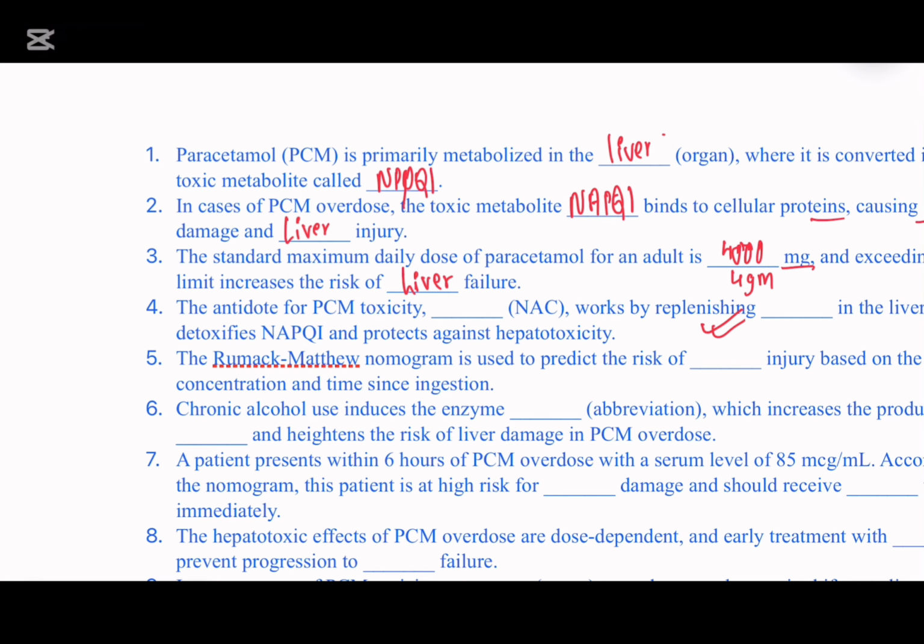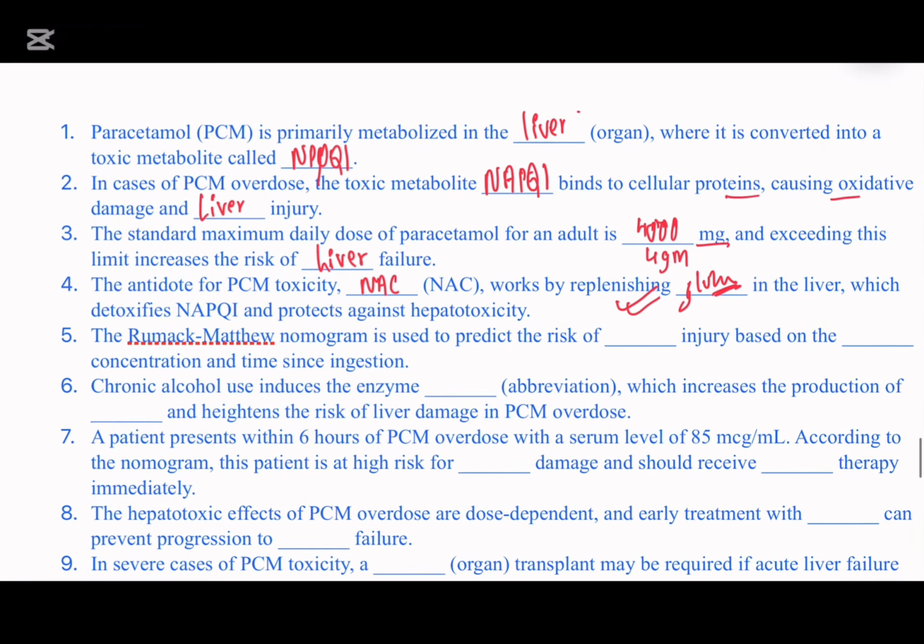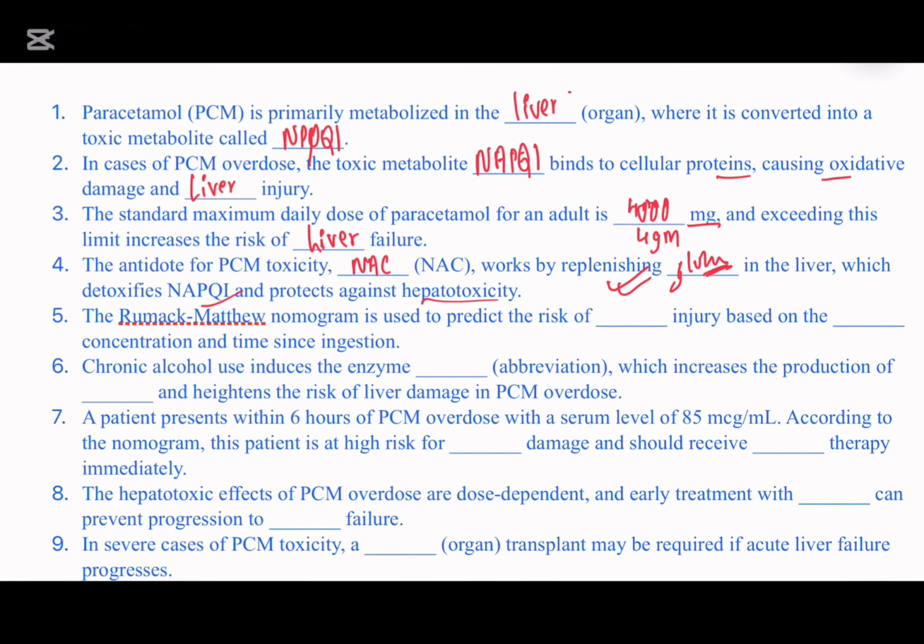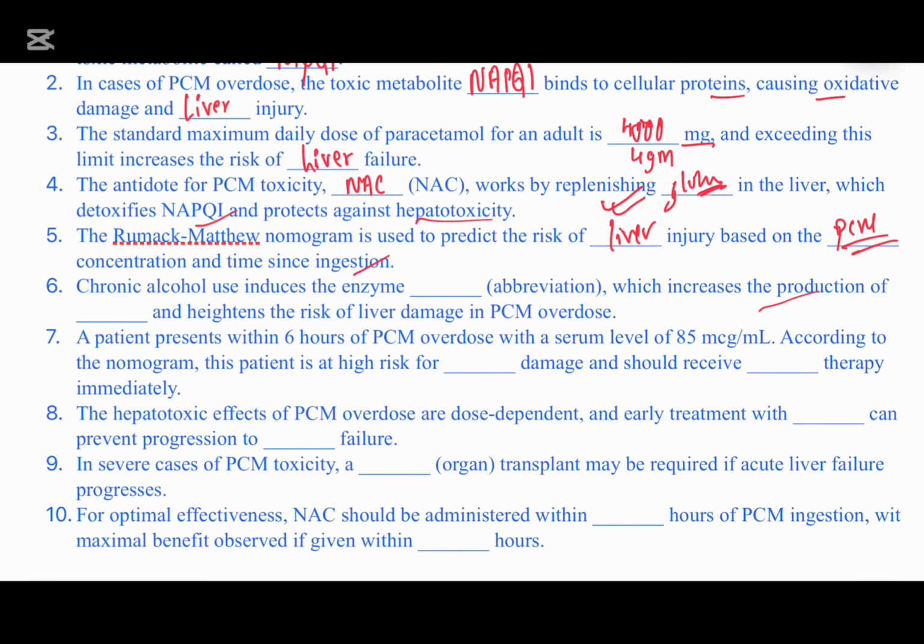The antidote for PCM toxicity, NAC, works by replacing glutathione in the liver, which detoxifies NAPQI and protects against hepatotoxicity. The Rumack-Matthew nomogram is used to predict the risk of liver injury based on the paracetamol concentration in the blood since ingestion. Chronic alcohol use increases the enzyme CYP2E1, which increases the production of NAPQI and heightens the risk of liver damage in PCM overdose.